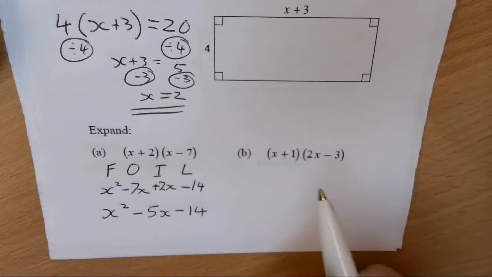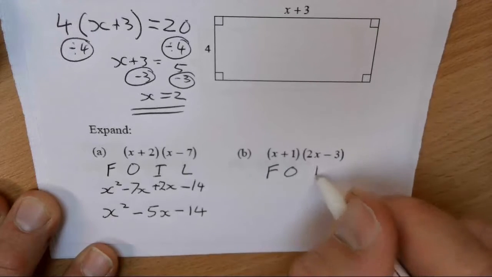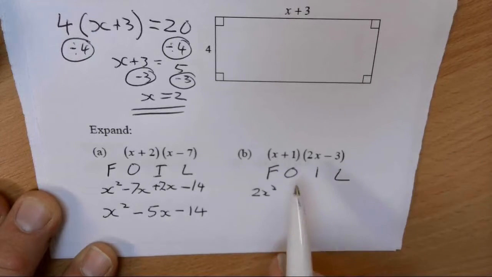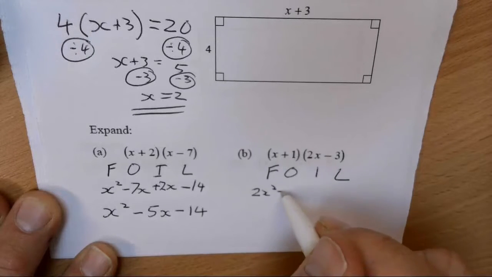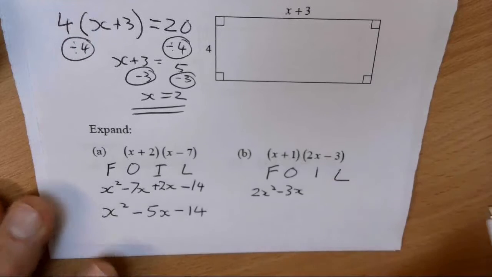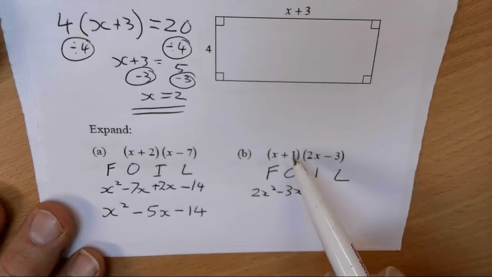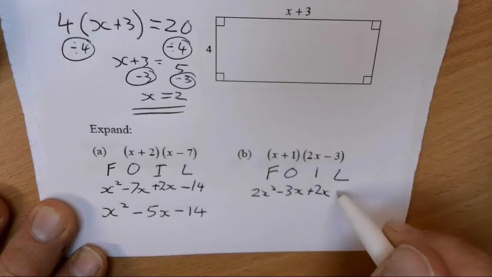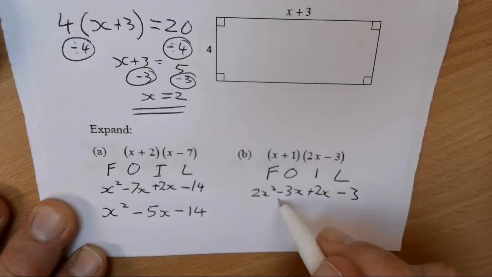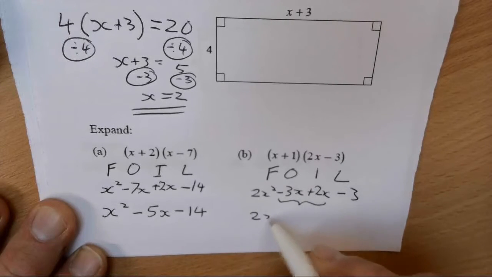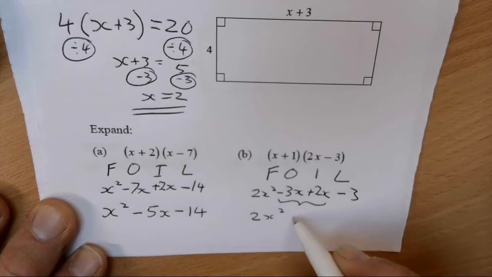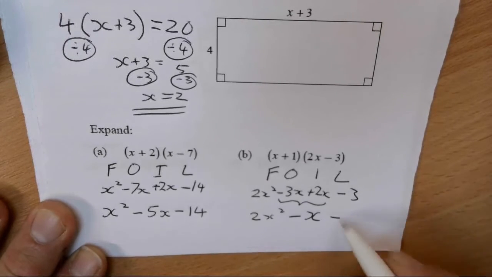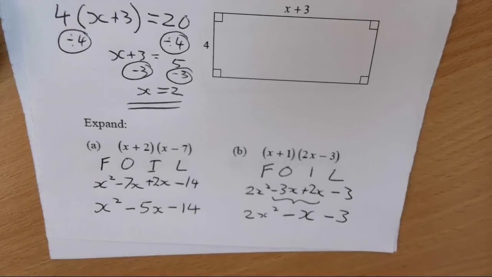Last question. FOIL again. x times by 2x gives me 2x squared. Outer, x times by minus 3 gives me minus 3x. Inner, 1 times by 2x gives me plus 2x. And last, 1 times minus 3 gives me minus 3. So I've just got to put these together. So I've got 2x squared minus 3x plus 2x gives me minus 1x. But I can write that just as minus x. Minus 1x is the same as just minus x, and then I've got minus 3.